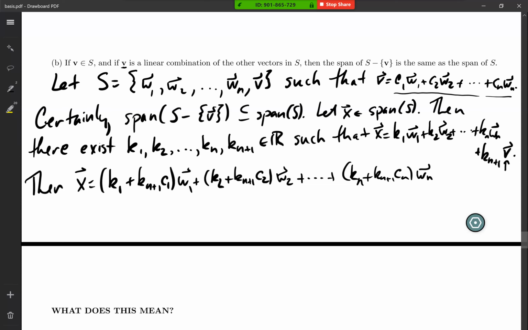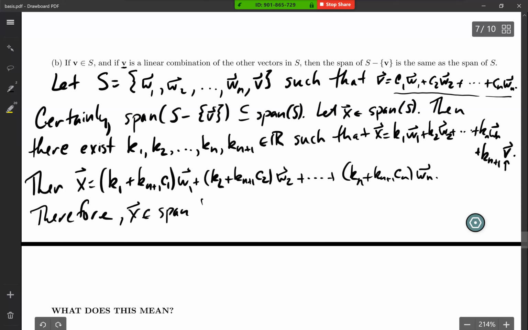The reason we were able to eliminate V was because V actually depended on W1 to Wn, which means that I don't need it to generate elements in the span. I only need the other elements in the set. So the conclusion here is therefore X is in the span of S minus V. So we proved containment the other way, and now we get that the spans are actually equal.